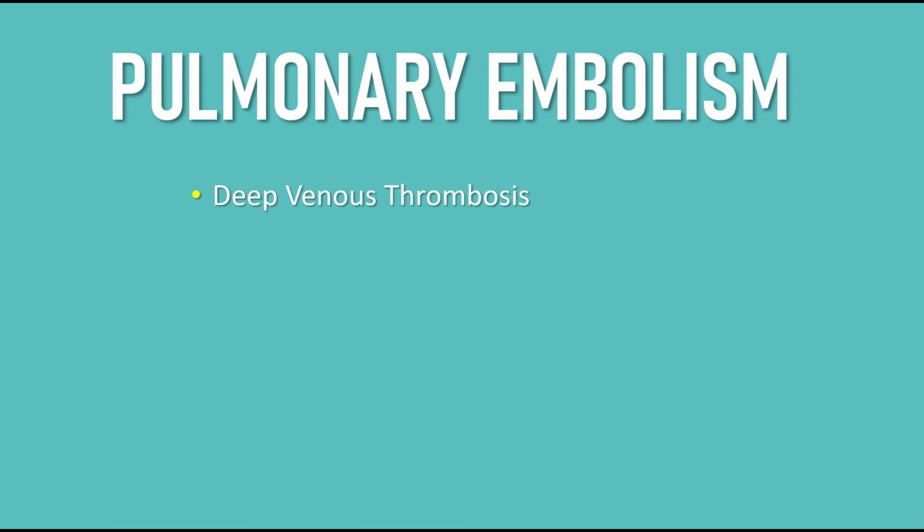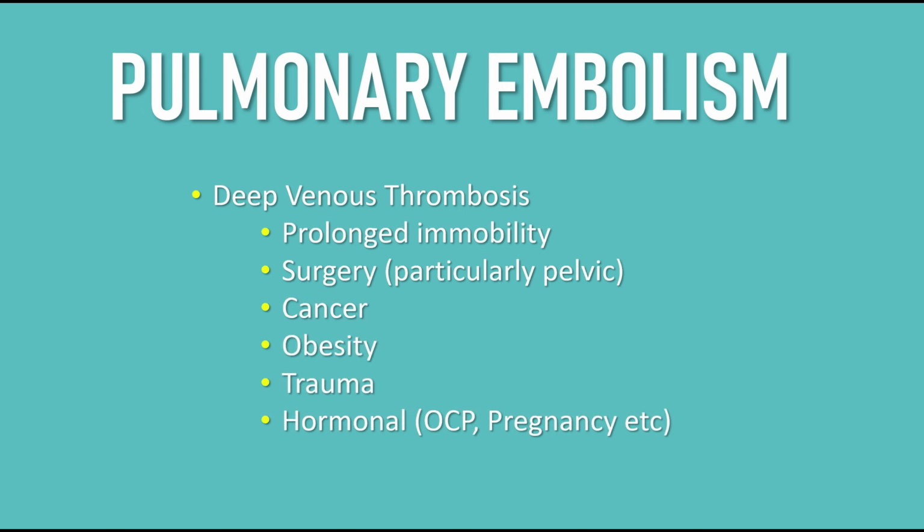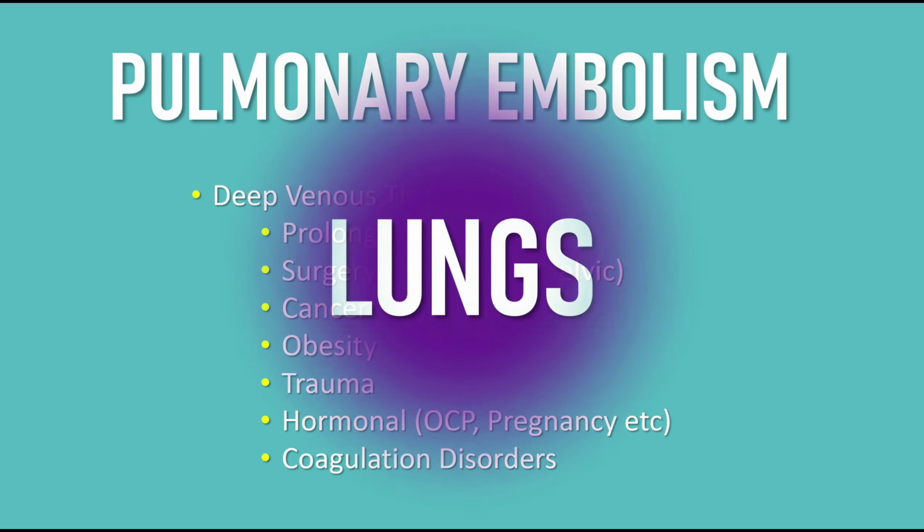Pulmonary embolism is seen with deep venous thrombosis. The cause of deep venous thrombosis is usually some form of hypercoagulable disorder or prolonged immobility. For example, following surgery, particularly pelvic surgery. We see it with cancer, with obesity, with trauma, with hormonal therapy, for example, the oral contraceptive pill or pregnancy, and then in patients with coagulation disorders that make them thrombogenic. Now, let's move on to the lungs.